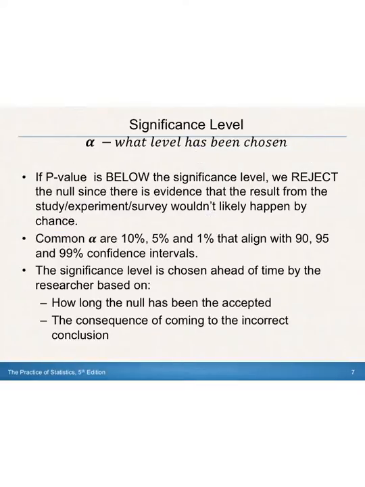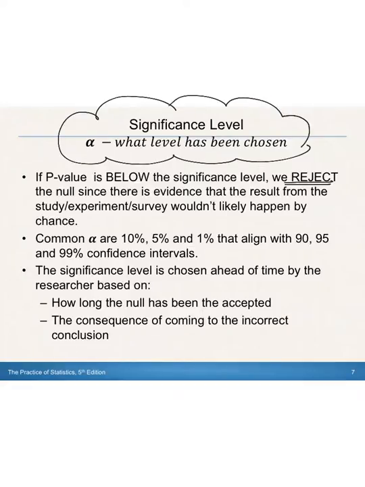How low a p-value needs to be before we reject the null is called the significance level. And that significance level is agreed upon ahead of time. It's agreed upon by the researcher. And the significance level is chosen ahead of time based on a couple different things. If the null is something that's been accepted for a really long time, strong evidence will be needed for people to change their minds. And so they might choose a smaller significance level, like an alpha of 1.